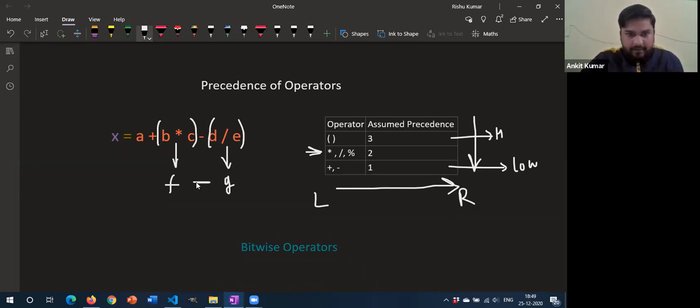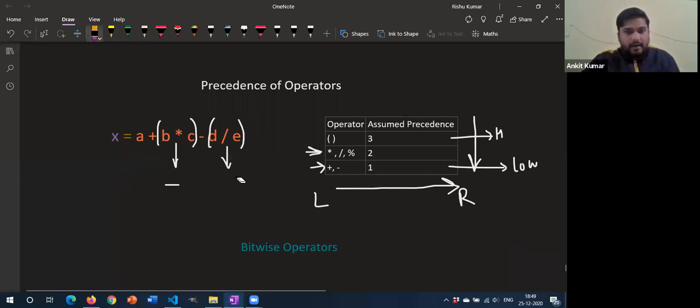In between we have a negative sign, and here we have a plus. Now let's look at which will be solved first. In the third row, we have plus and minus, which have the lowest preference. And as I just told you, associativity is from left to right. So first addition will be done, a plus f. After that, we will subtract g from it.